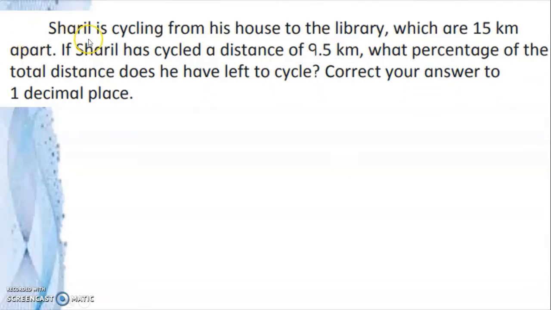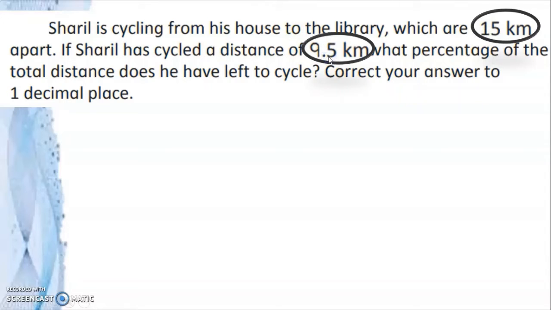Last example. Cheryl is cycling from his house to the library, which are 15 kilometers apart. If Cheryl has cycled a distance of 9.5 kilometers, what percentage of the total distance does he have left to cycle? Correct your answer to one decimal place. So we have important given numbers, 15 kilometers and 9.5 kilometers. So we're going to find the percentage of the total distance left to cycle. And take note, the answer must be in one decimal place.